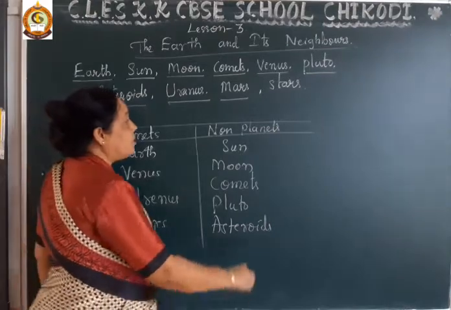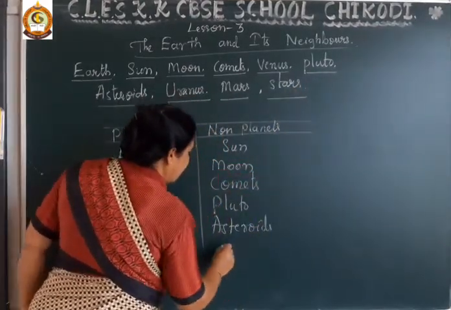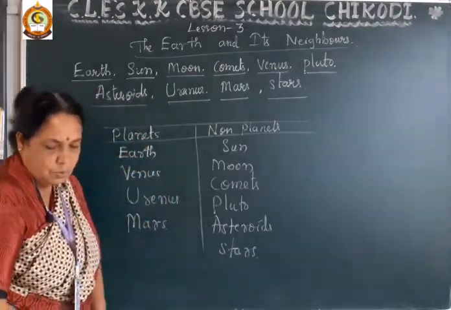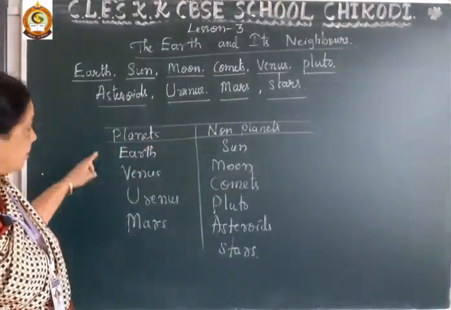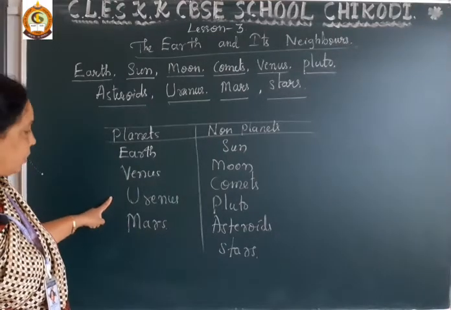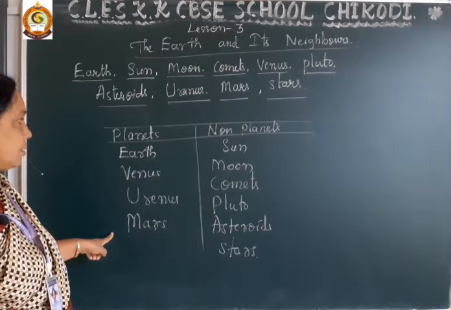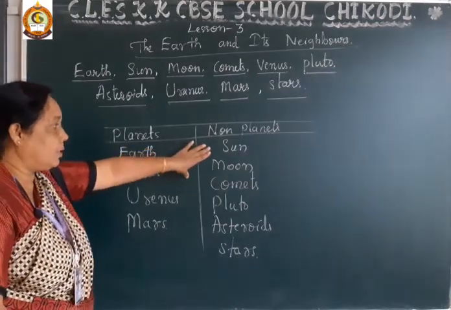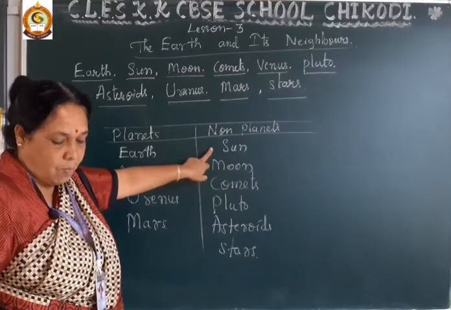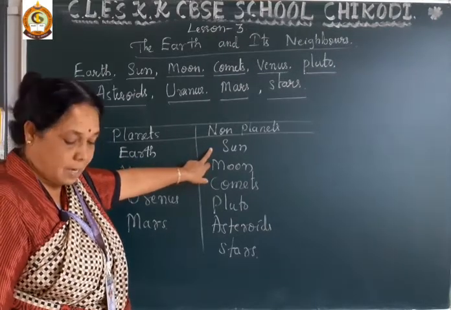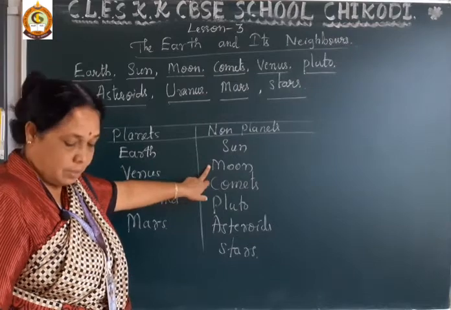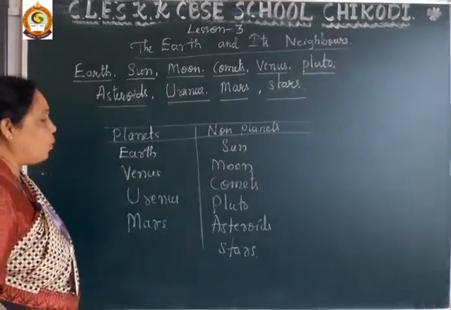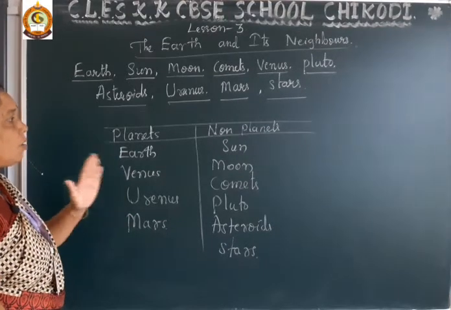Dear student, after this, stars. Stars are non-planets. Okay, dear student. So, here the planets are Earth, Venus, Uranus and Mars. These are the planets, and the remaining ones are the non-planets: Sun, stars, Moon, asteroids, comets and Pluto. So, these are the non-planets.